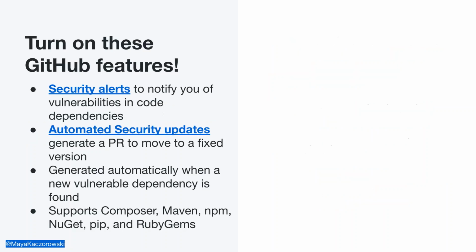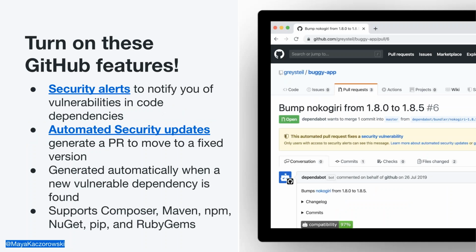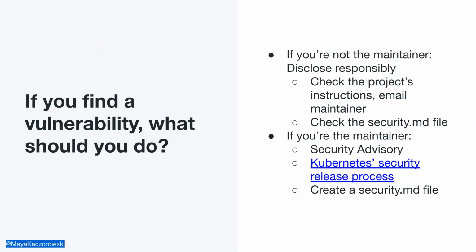Patch, patch, patch. And if you're running on GitHub, there's two features I really want you to go turn on right now in your repos and your organizations. One is security alerts, which notifies you of vulnerabilities in your code dependencies. And the other one is automated security updates, which for a variety of different environments, including packages from Composer, Maven, NPM, NuGet, pip, and Ruby gems, will automatically generate a PR to move you to a fixed version. It does not merge the PR without you approving it, but it automatically generates the PR for you, sends you a notification, tries to keep you safe. So please, please, please go turn that functionality on.